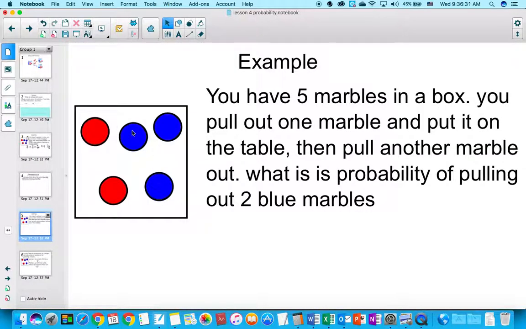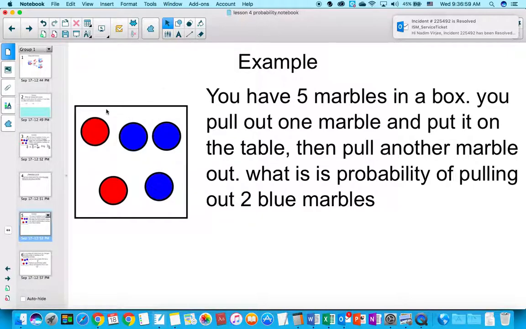Again, we have the same box of marbles. We have 5 marbles in total, 3 blue, 2 red. This time, we're still looking for 2 blue marbles, but when we pull a marble out, we're not putting it back. Okay. So what is the probability of pulling out 2 blue marbles if you take out a marble and don't put it back?